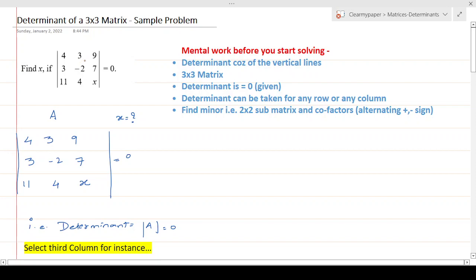So let's get started. Let's say we are given a determinant of a 3 by 3 matrix, and we want to find the value of x over here, and the whole determinant is equal to 0. That's what the problem is. Our objective is to find the value of x so that the determinant of this 3 by 3 matrix is equal to 0.